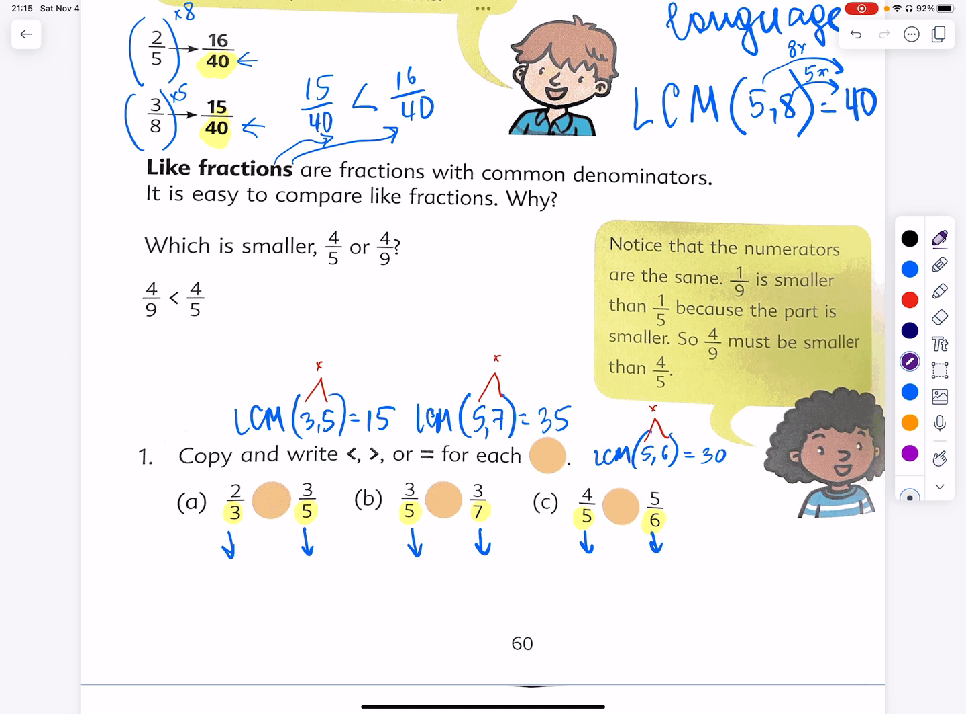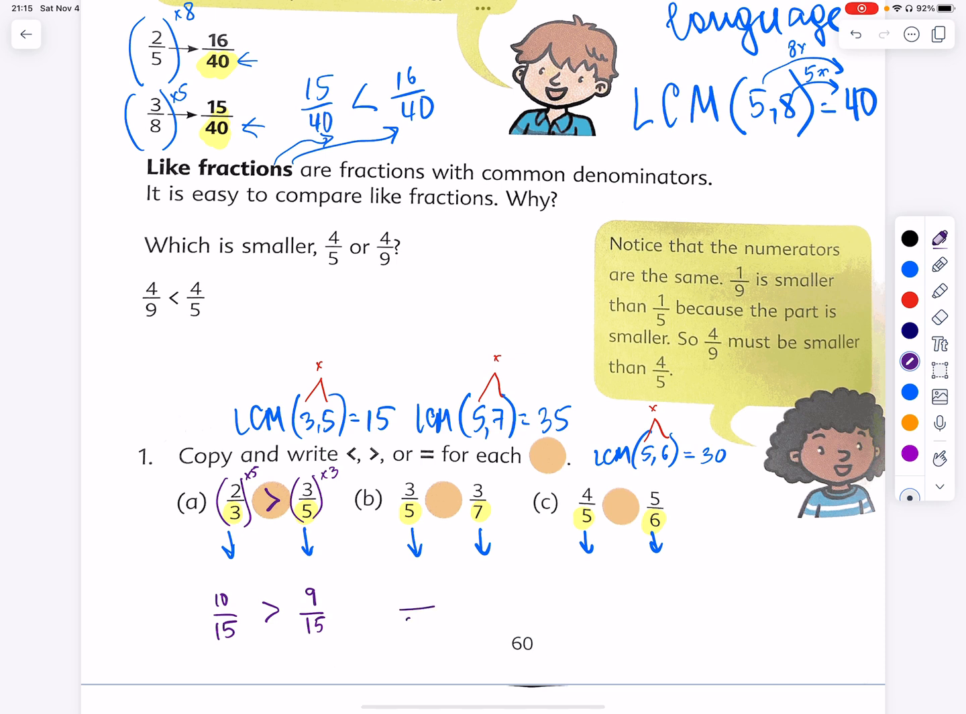Now let's find equivalents. 2/3 and 3/5. We must convert them to 15ths. In order to do that, 2/3 has to be multiplied by 5. What we do to the top, we do to the bottom. And 3/5 has to be multiplied by 3. So what we do to the bottom, we must do to the top. 2 times 5 is 10, 3 times 5 is 15, 3 times 3 is 9. Now we know that 10/15 is greater than 9/15.